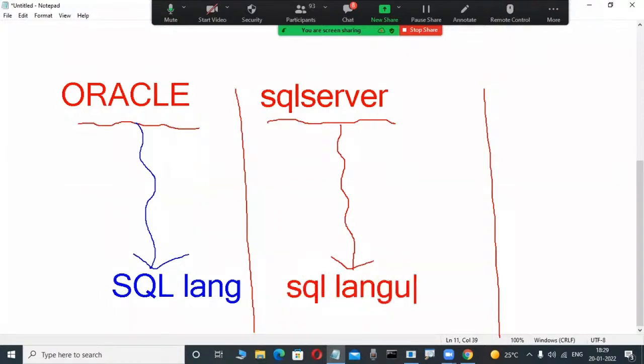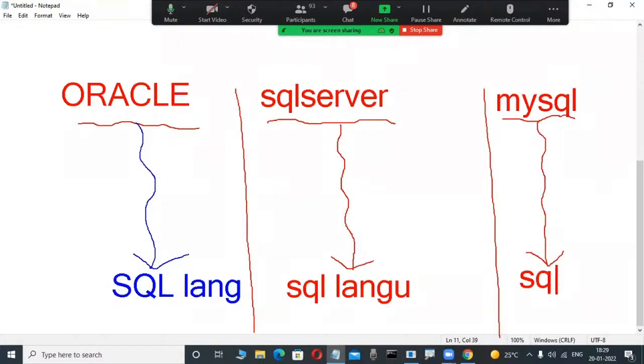Again, MySQL is used by many people in my company. MySQL is also a relational database product, and it is open source. Some employees work on the MySQL product. If they want to operate this MySQL database, they also use SQL as the language. So SQL is a universal language.